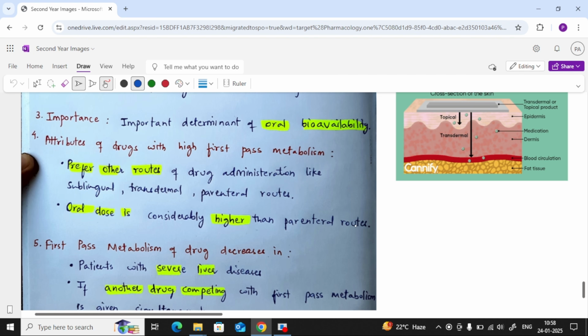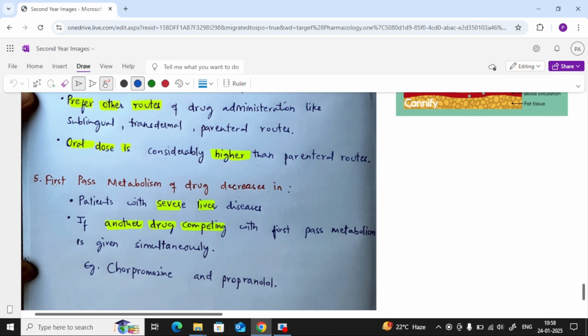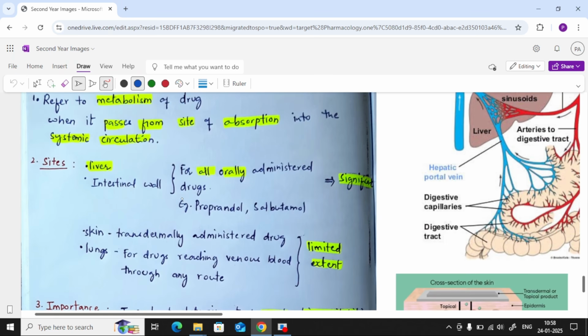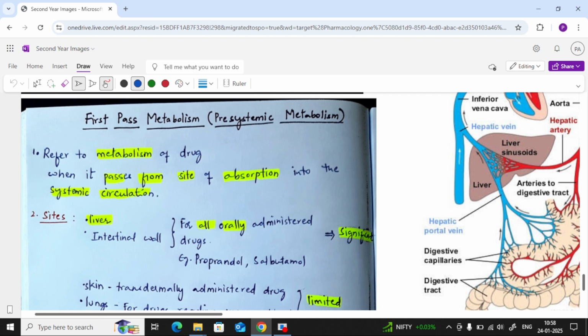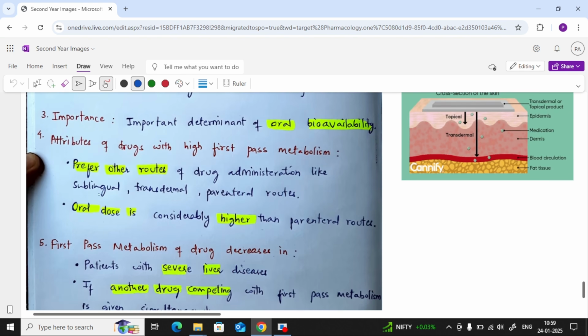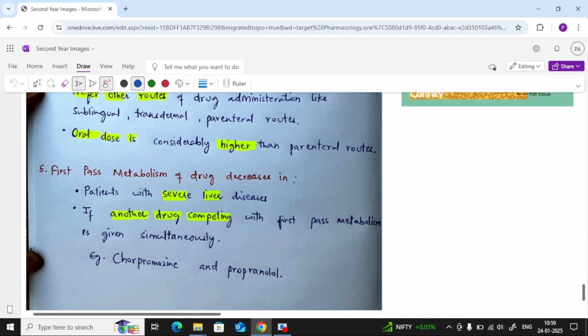Now in some cases first pass metabolism is decreased. When will it be decreased? Obviously when the liver is not functioning well, in severe liver diseases. And when another drug is competing with first pass metabolism, it will be decreased. Examples are chlorpromazine and propranolol. In these cases, first pass metabolism of the drug will be decreased. So we have read first pass metabolism in these 5 points: what it means, what the sites are, what the importance and attributes are, and when it decreases.